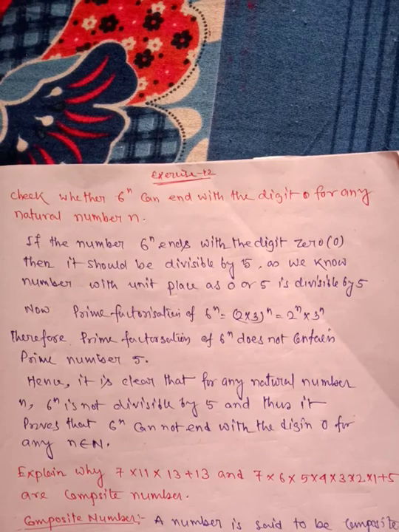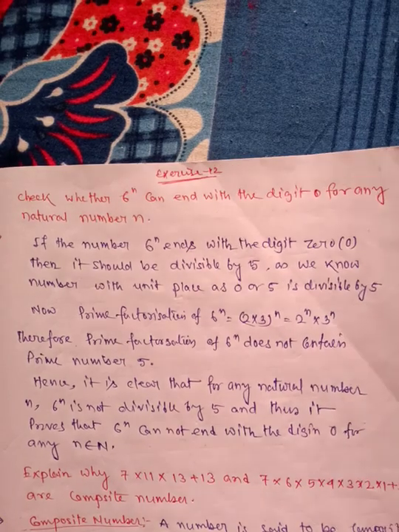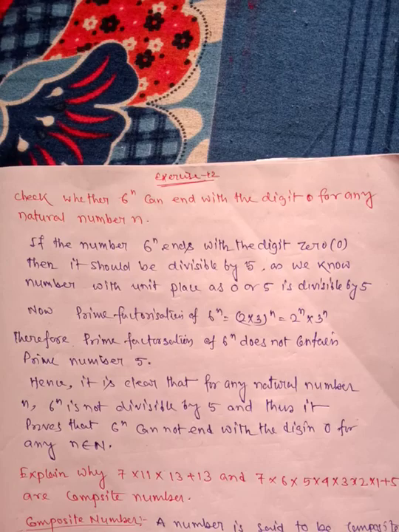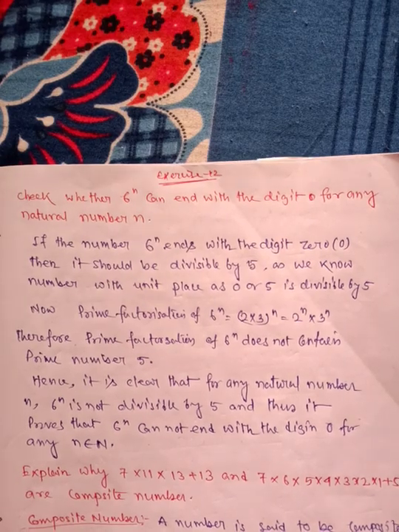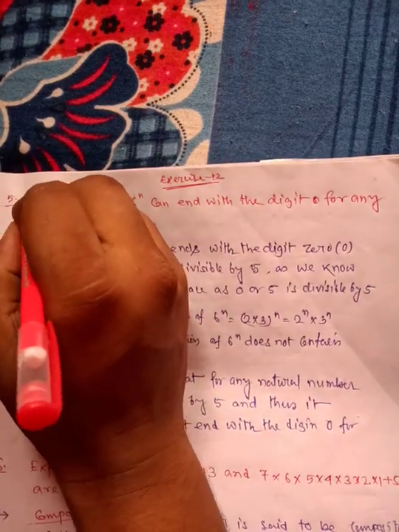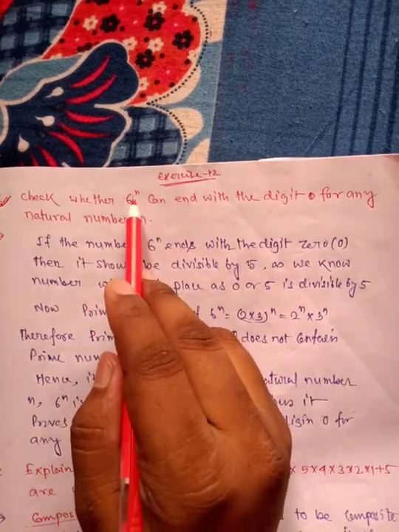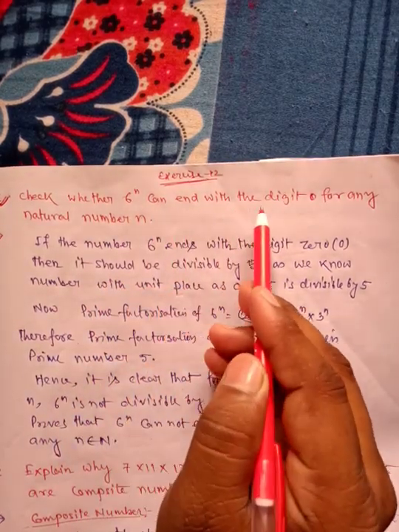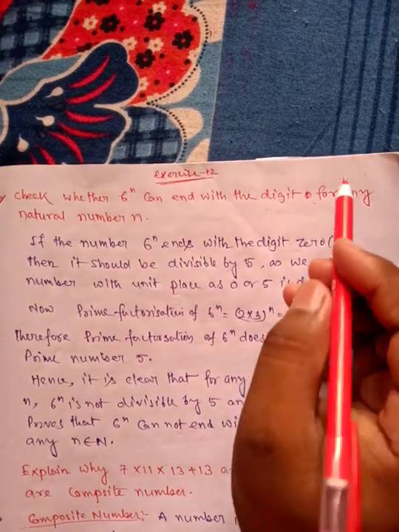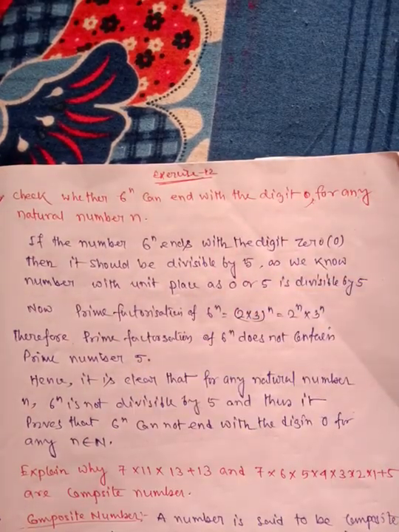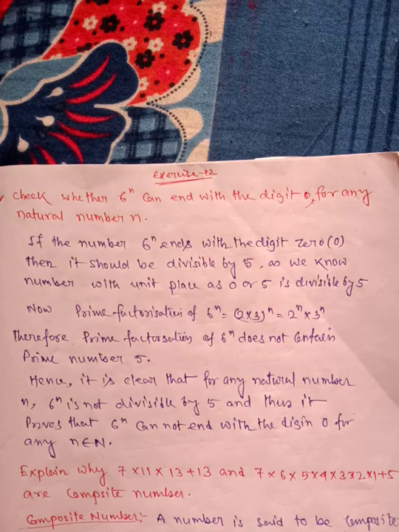Now in the previous video we solved the problems of exercise 1.2. Here we solve another two questions. The first question is question number 5. Check whether 6 to the power n can end with the digit 0 for any natural number n.